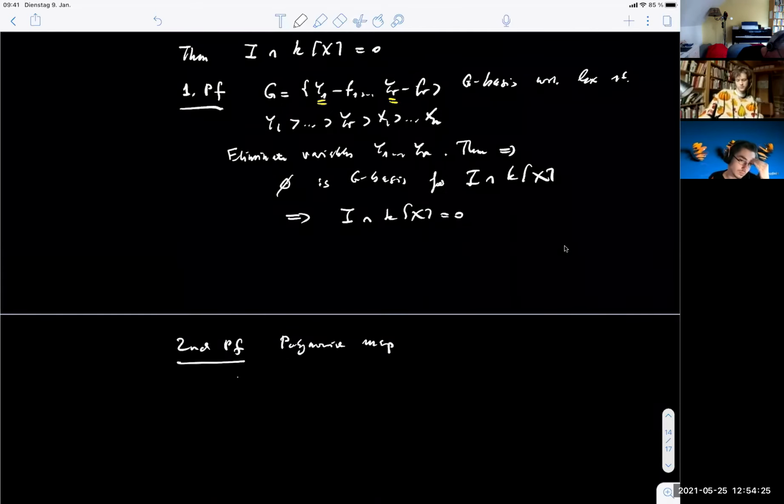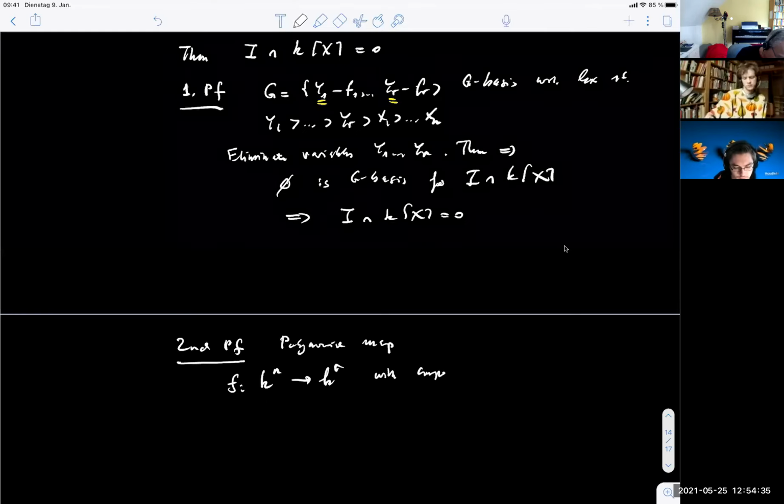Let's call it F. It goes from K^n to K^r, with components F1 up to F4. So I have my polynomials, I combine them into a polynomial map.